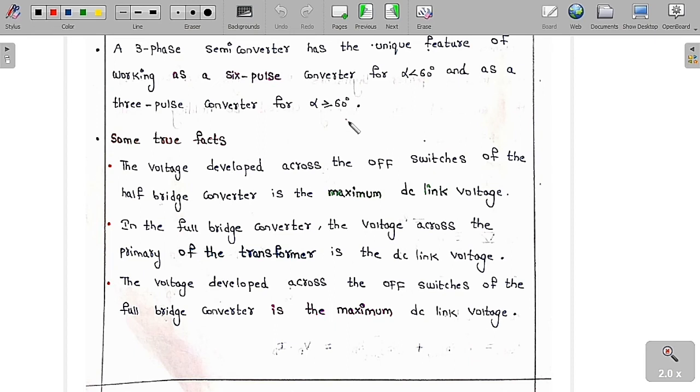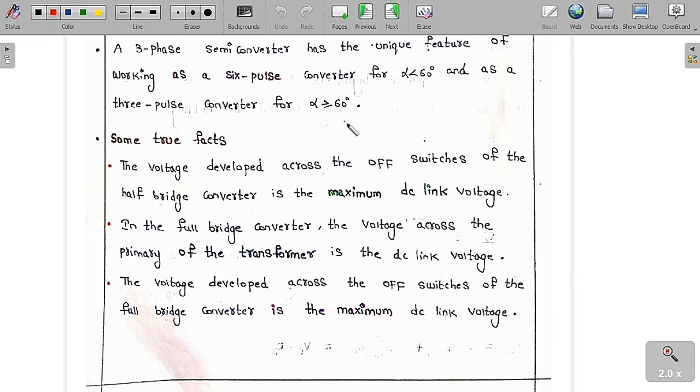For a three-phase semiconverter, it has a very unique feature. Whenever alpha is less than 60, it is going to act like a 6-pulse converter. But if alpha is greater than 60, it is going to act like a 3-pulse converter. So this is a very important point, and you need to always remember it.